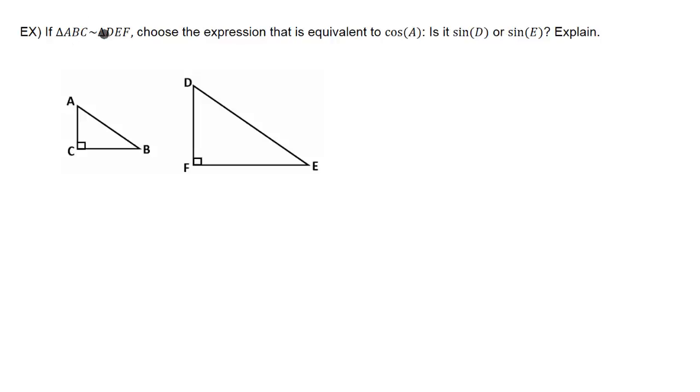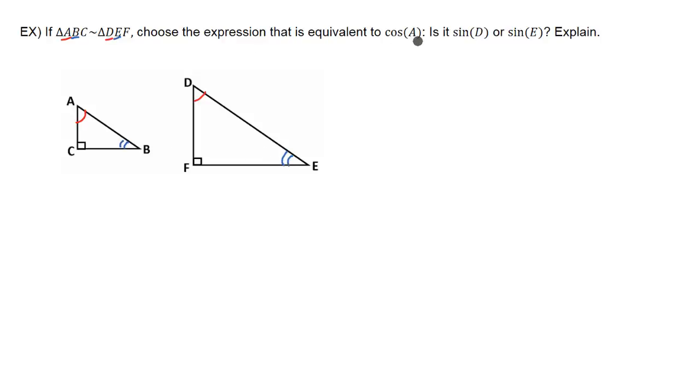Now, if we know that these two triangles are similar, it means that all the corresponding angles are going to be equal. So the first angle here is A, matches up with angle D. So we know that this angle A is going to be congruent to this angle D. And then C and F are both right angles, so those are going to be congruent. And then we also know that B is going to be matched up with E. So then B is going to be congruent to E.